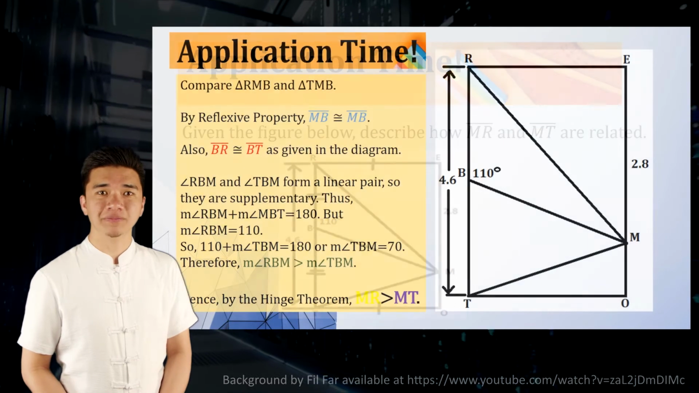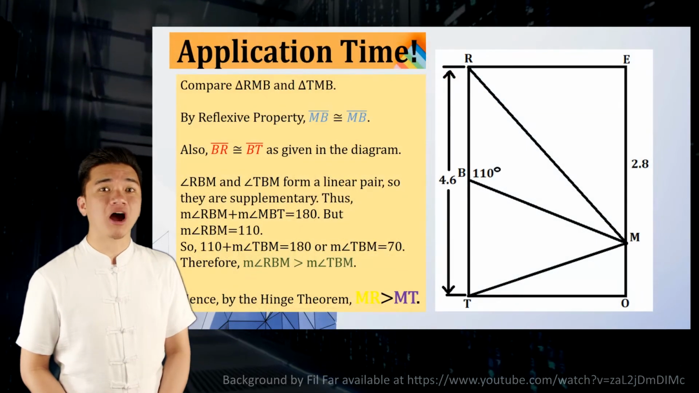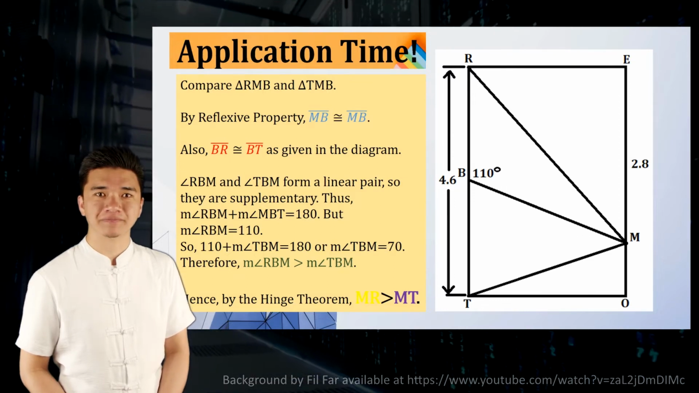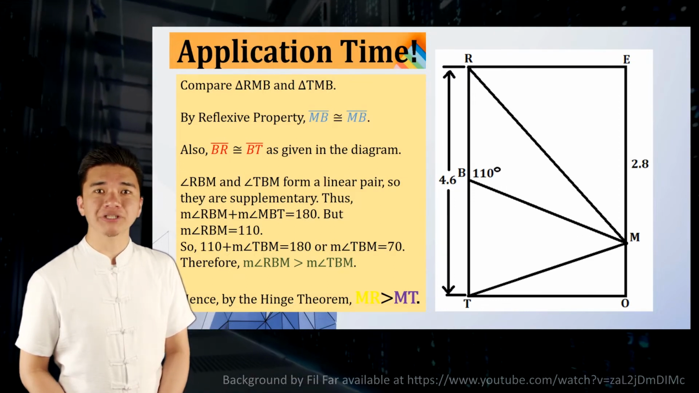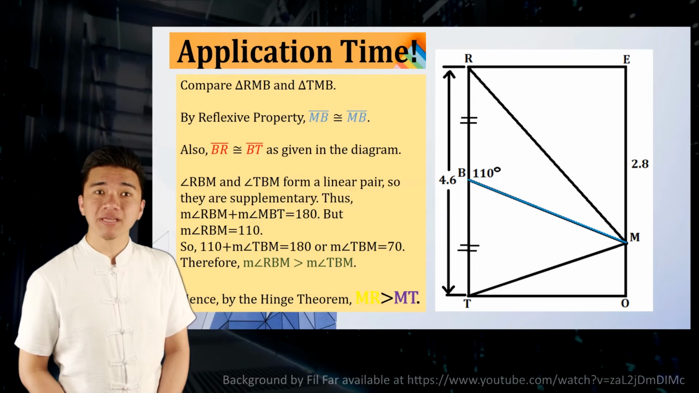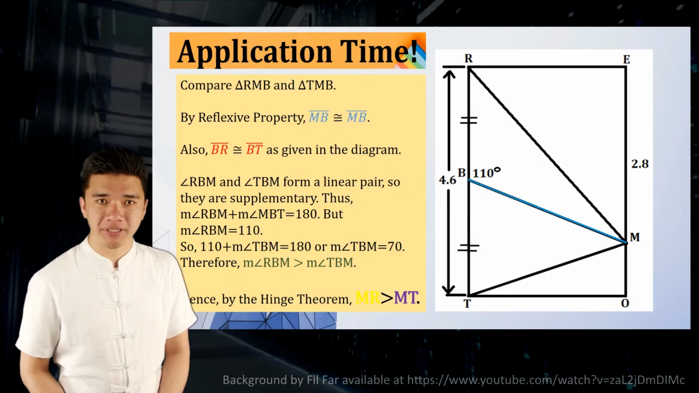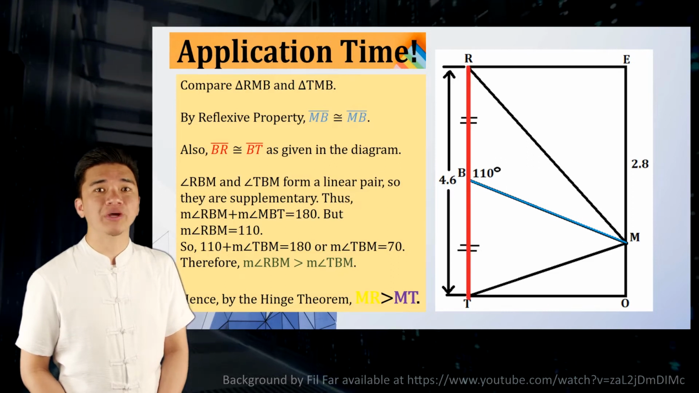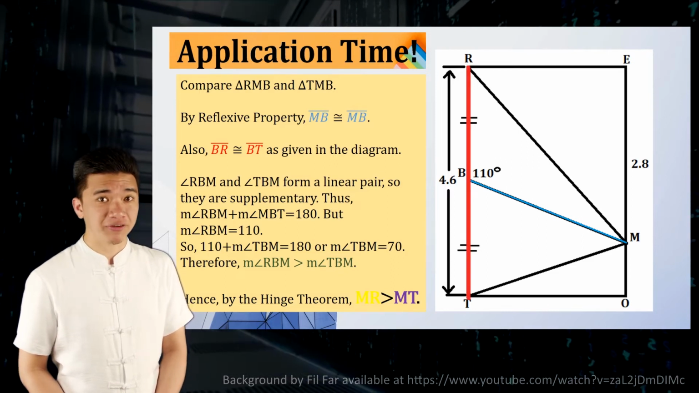To solve this problem, compare triangle RMB and triangle TMB. By reflexive property, side MB is congruent to side MB. Also, side BR is congruent to side BT as given in the diagram.